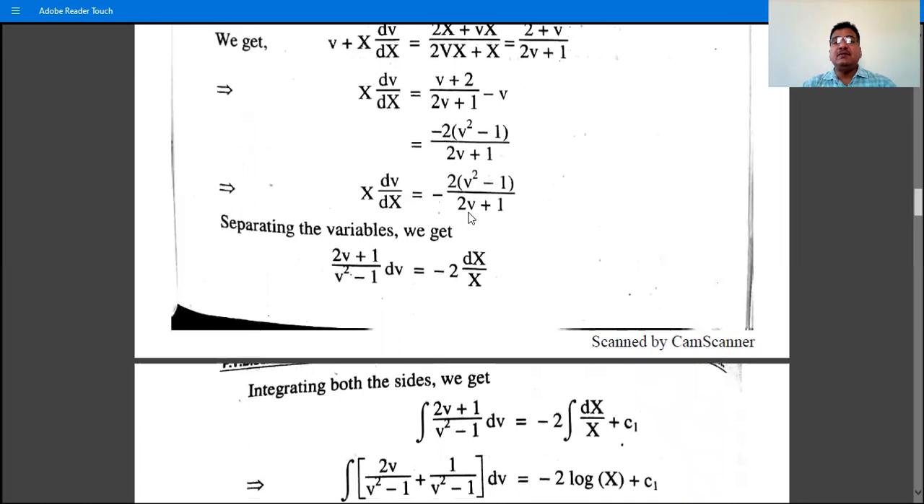And now it is in variable separable form. So separate the variables. Collect the variable v on the LHS and the variable X on the RHS. So shift this term to the LHS.